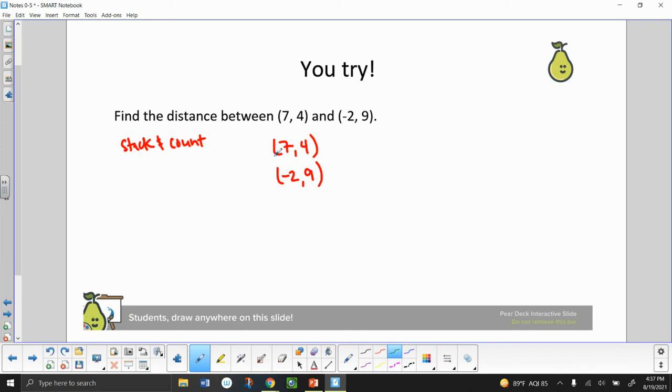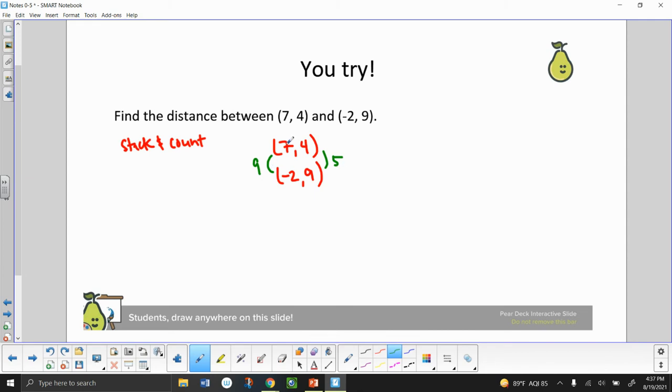So thinking of a number line, if I'm at 7 and I need to get to -2, I'm going to have to take 9 steps. I'm going to keep it positive because distance is positive, right? I need to go from 7 to 0, that's 7. And from 0 to -2, that would make 2 more. So that's 9. And then to go from 4 to 9, it's 5.